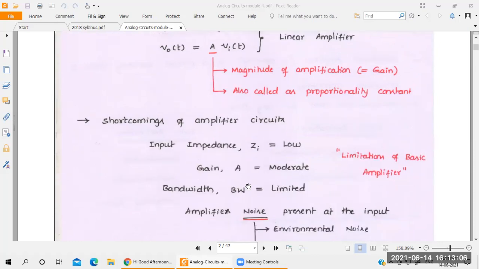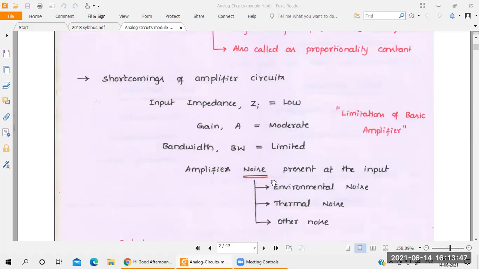Next, this is very important: shortcomings of amplifier circuits. Suppose you take any general amplifier, not only an op-amp. First, you have to maintain the input impedance Zi, and that should be low. Next, the gain of the amplifier is moderately designed. Next, the bandwidth should be in limited mode.